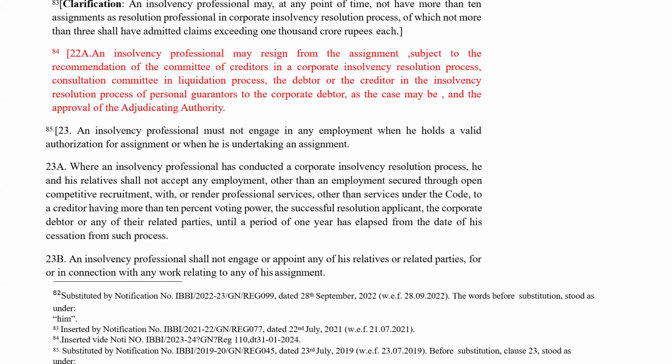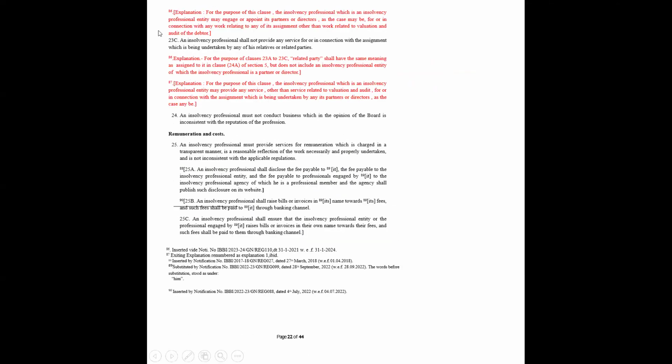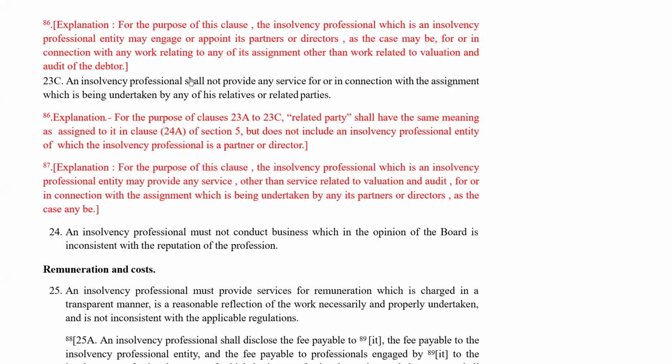Okay. An insolvency professional shall not engage or appoint any of his relatives or related parties for or in connection with any work relating to any of his assignments. ठीक है, ऐसा नहीं, कई लोग अपने रिश्तेदारों को ही भर्ती कर लेते हैं, उनको नहीं करना. For the purpose of this clause, the insolvency professional, which is an insolvency professional entity, may engage or appoint its partners or directors as the case may be for or in connection with any work relating to any of its assignment other than the work related to valuation or audit of the debtor. ठीक है, तो IPE के केस में ये एक्सेप्शन है because they are independent professionals.